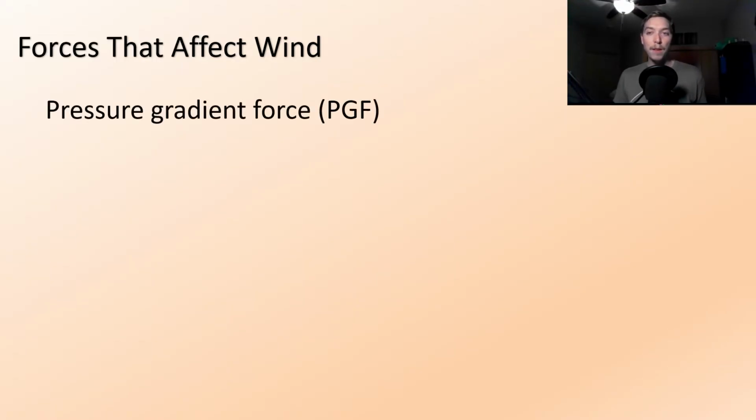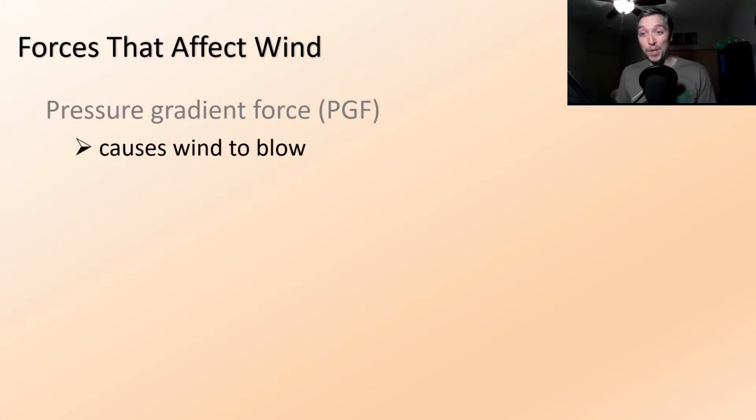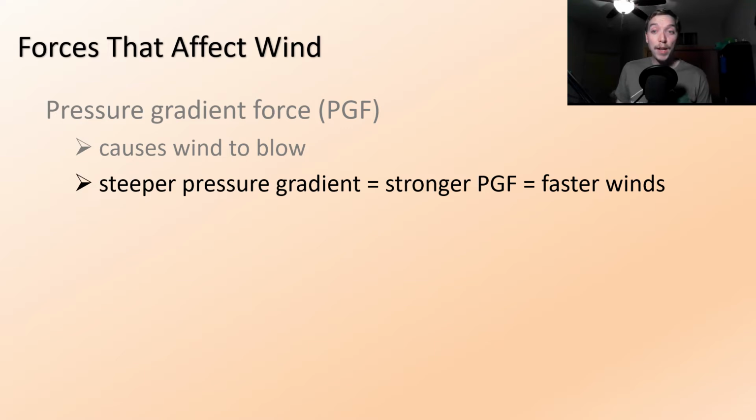So the pressure gradient force is one of the main factors affecting wind, right? We've talked about it now. It causes wind to blow, and the steeper the pressure gradient, the stronger the pressure gradient force, and the faster the winds.